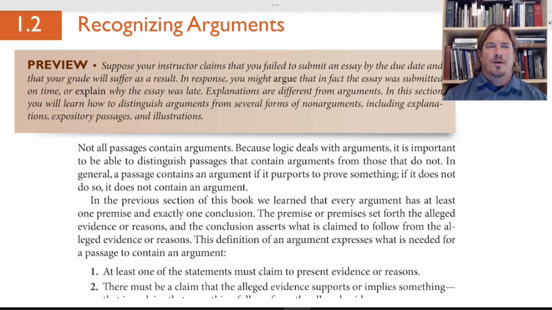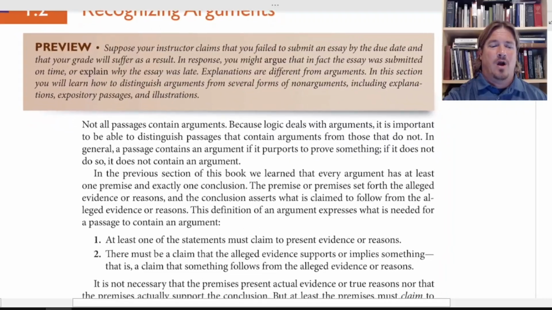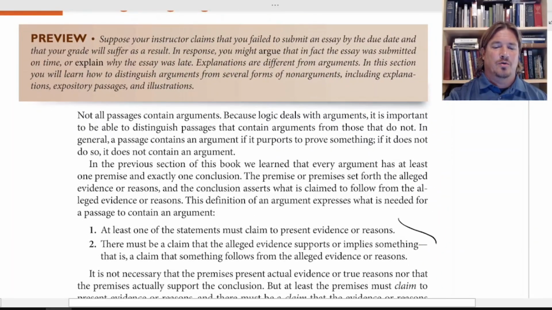All right, this video is going to walk you through some ideas from Hurley's Concise Introduction to Logic 1.2. In this section, Hurley is trying to show you how to recognize an argument. Remember, the key thing to recognizing an argument is to look for the key parts of an argument. Every argument will have these two parts. There will be at least one statement that claims to give evidence or reasons, and another statement that is supposed to be supported by or implied by those first statements.